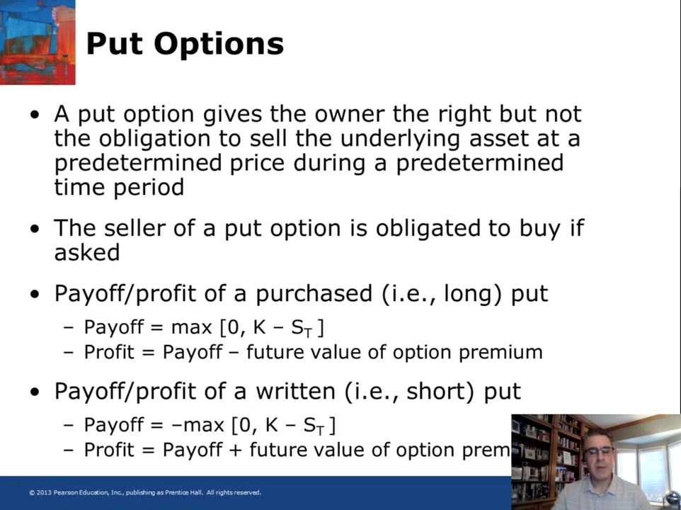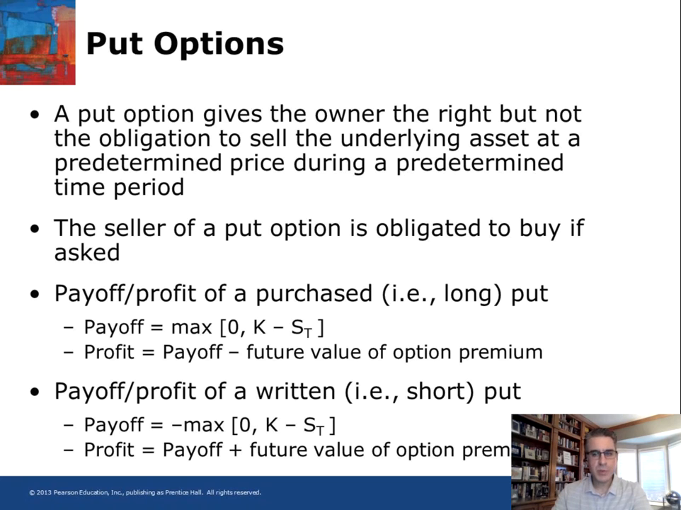Now let's look at the other basic option, the put option. A put option gives the owner the right to sell the underlying asset at a predetermined price during the time period of the option. Recall that a call option provides the right to buy the asset. A put option is just the opposite, in that it provides the right to sell the asset. As with a call option, a put option is exercised at the discretion of the holder. The seller or writer of a put option is obligated to buy the asset from the holder of the put if the option is exercised.